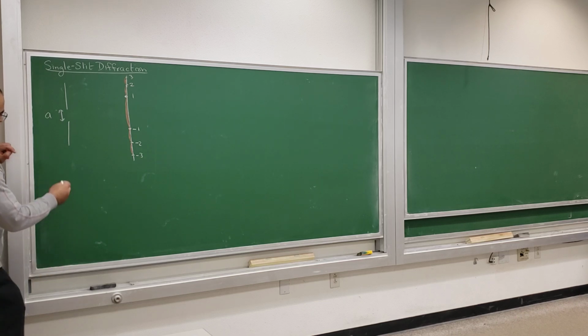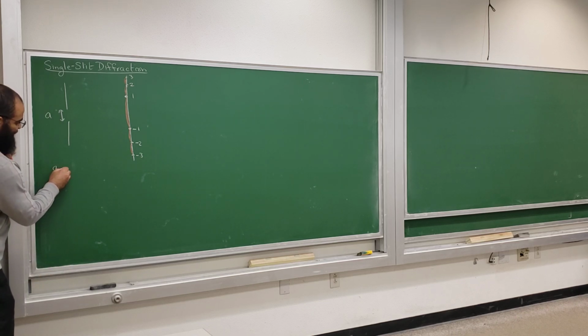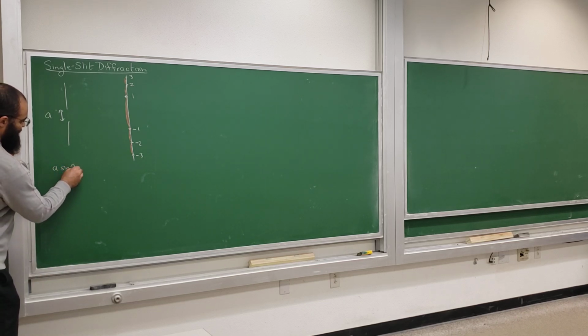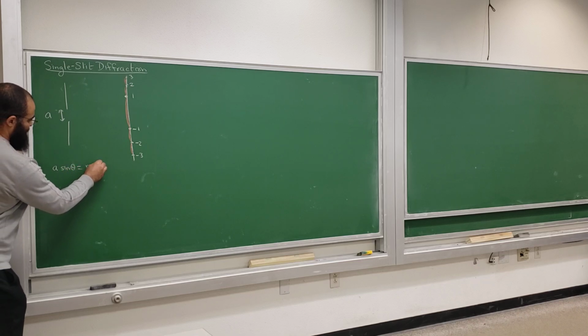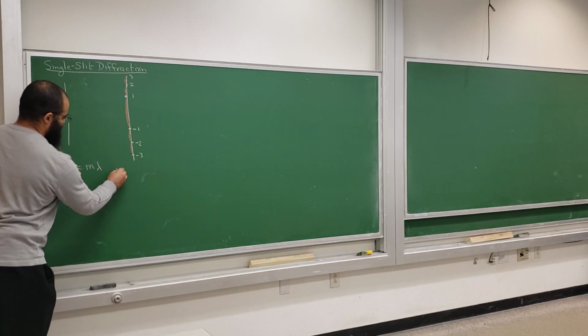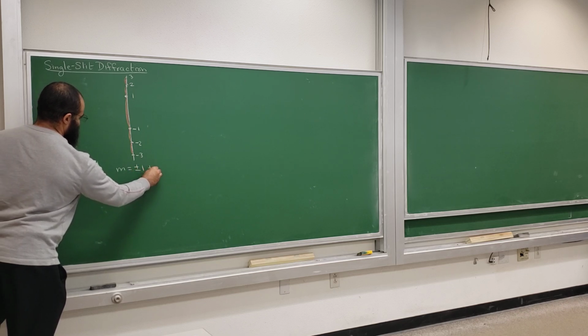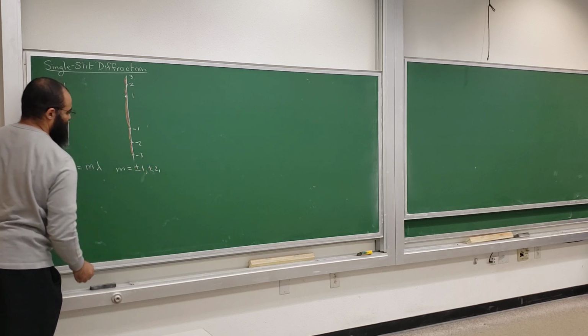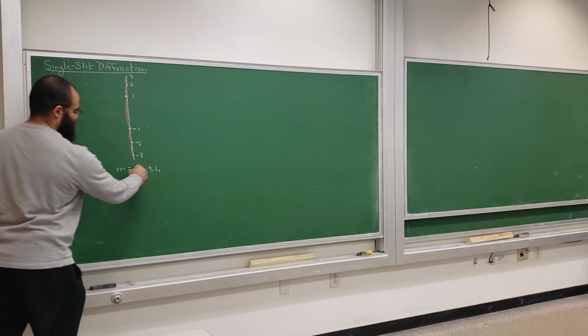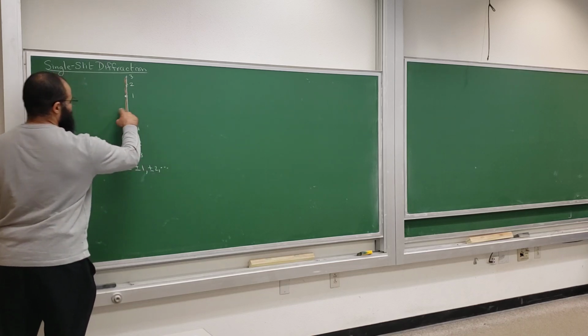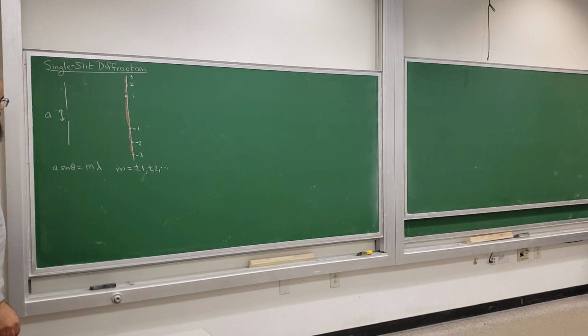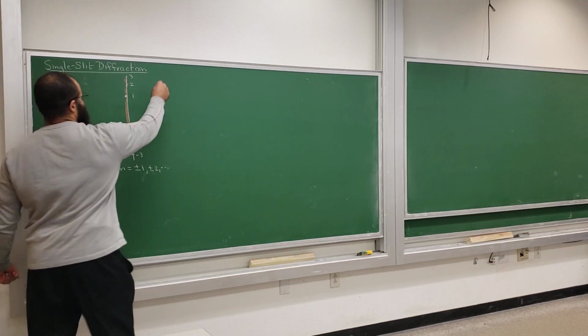And the condition for the dark spots was A sine theta is equal to m times lambda, and m was plus or minus 1, plus or minus 2, and so on. There were no zeros, right? The zero was not there. Zero is the bright spot. Then we discussed how bright are they? What's the intensity in there? And we found this.